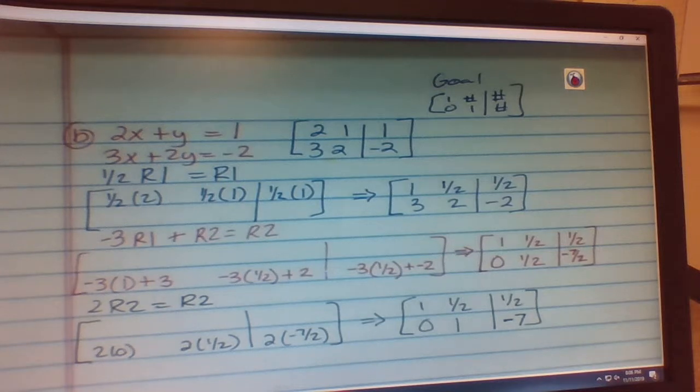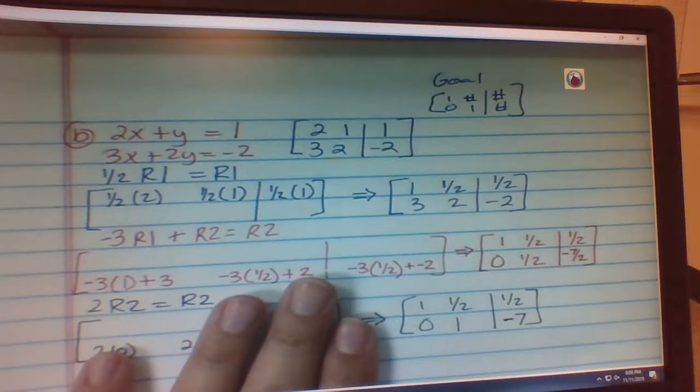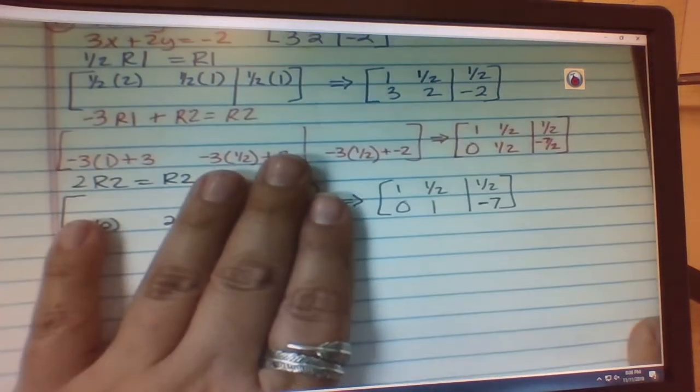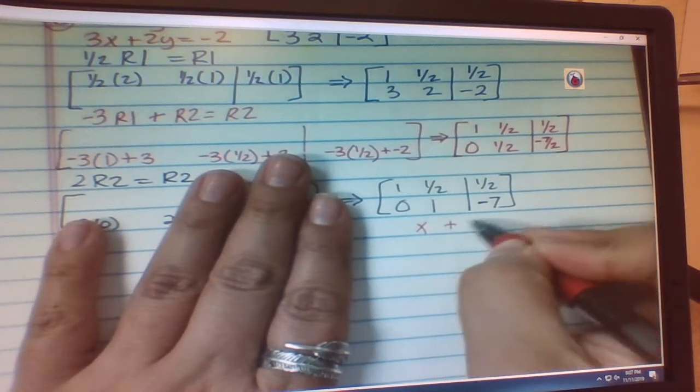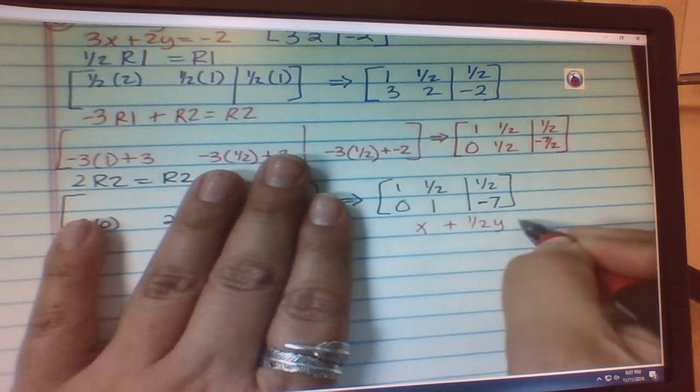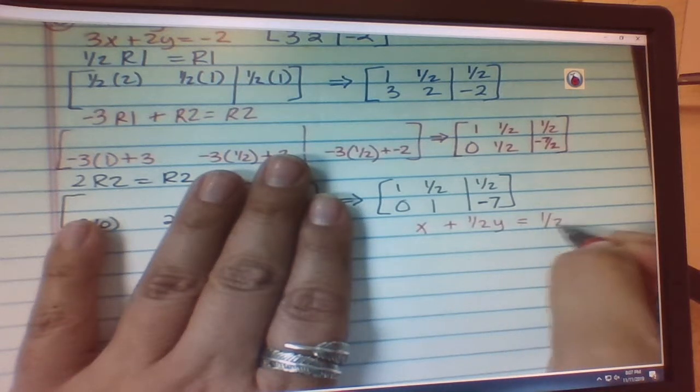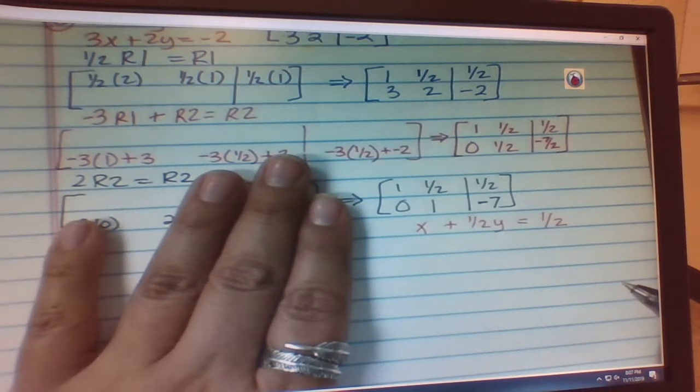-7. So I have completed Gaussian elimination. From here, remember, if I had to solve it from here, I have 1x plus 1/2 y equals 1/2. Are we good with that?